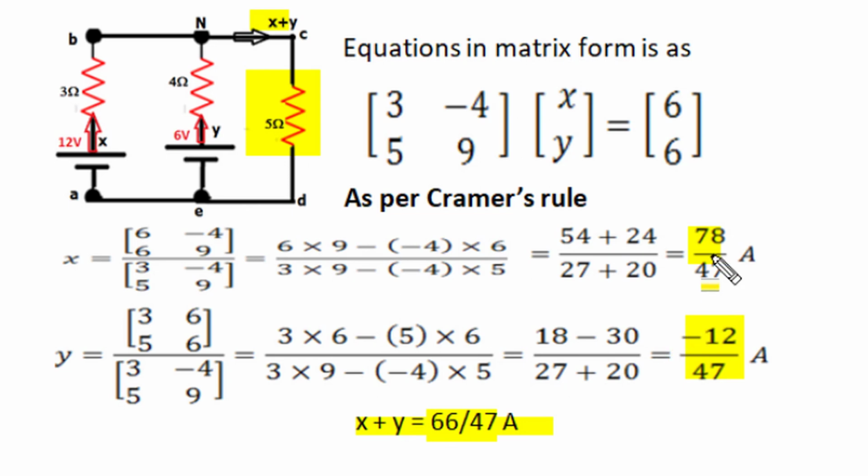So the current of 3 ohm is x, 78 by 47 in the assumed direction. The current of 4 ohm is 12 by 47, but its direction is opposite to our assumed direction, and the current of 5 ohm is 66 by 47 in the assumed direction.